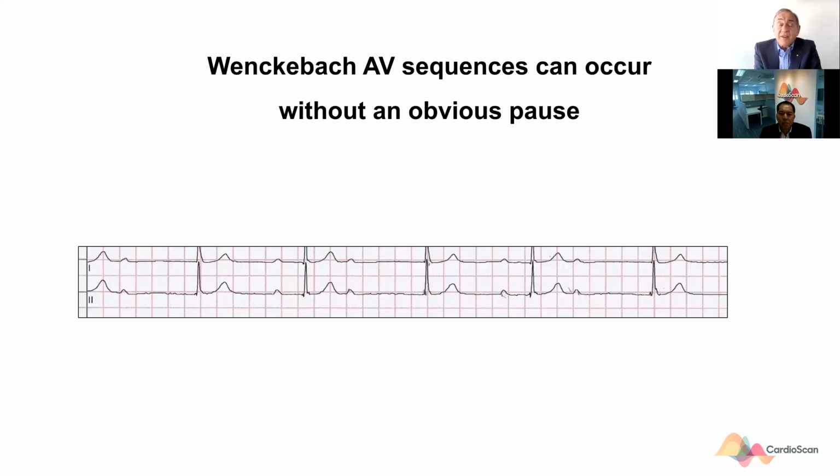Here is one without a pause. Now, this was shown to me and said, well, this can't be Wenckebach because there is no pause, but let's have a look at it closer. Here we can see the sinus P waves, and we can see that there is a very, very long PR interval, almost a second, and then the next one in red highlight is much shorter. So where is the drop beat?